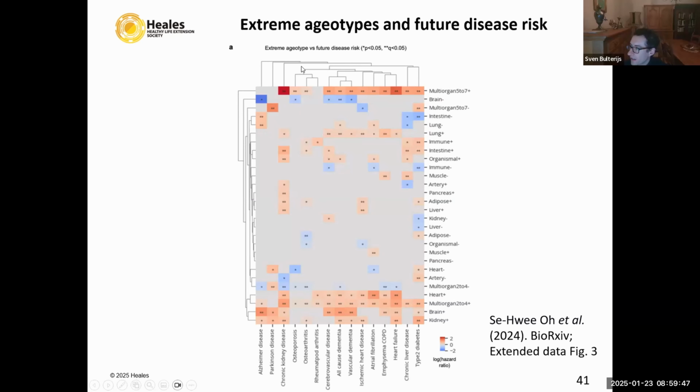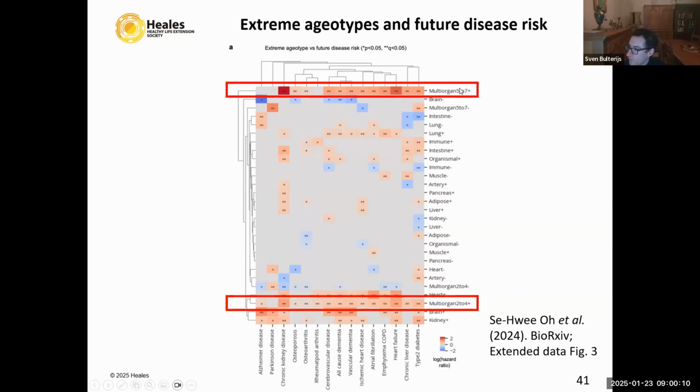It's very similar. What is interesting here is that people who have 2 to 4 organs that are aged more than average have a higher risk for all these diseases. So that's kind of what you predict. If you have multi-organ aging, you really are bad off. Here you have people who are aged in 5 to 7 organs. And again, you can see that they have a much higher risk for all these diseases, particularly here for chronic kidney disease. Also very much here for heart failure.